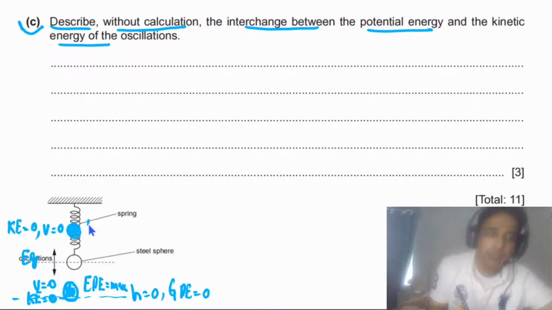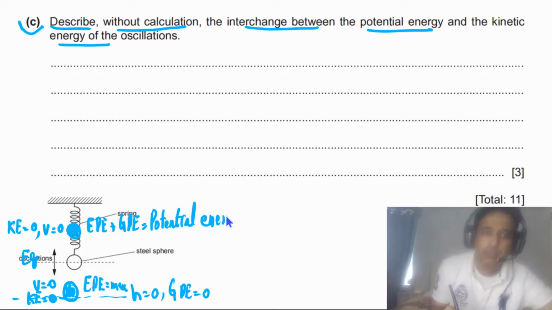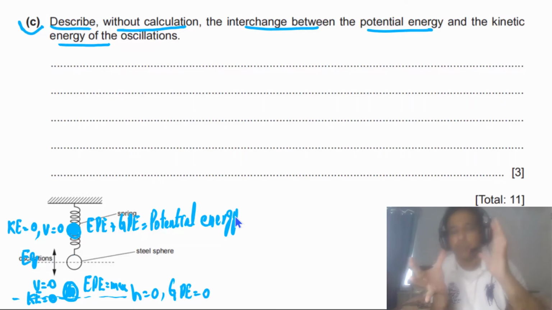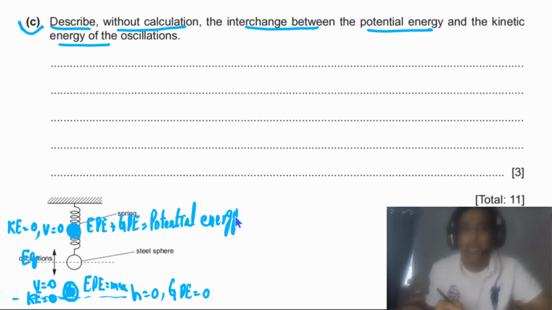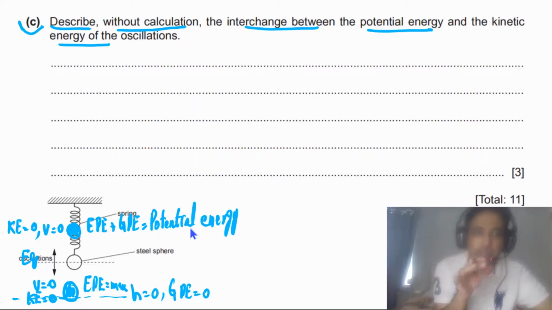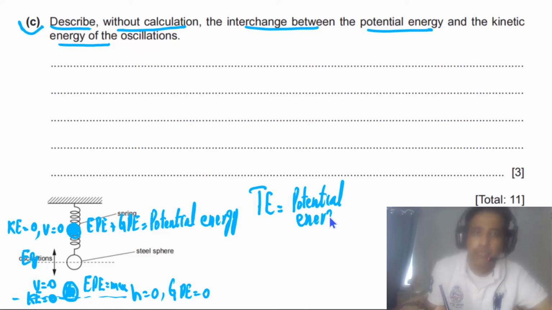And at this point, the sphere will have elastic potential energy plus gravitational potential energy, and this is simply potential energy. So when we are talking about potential energy, it means we are talking about the sum of EPE and GPE. And the total energy of the sphere at any instant is the sum of potential energy and kinetic energy.